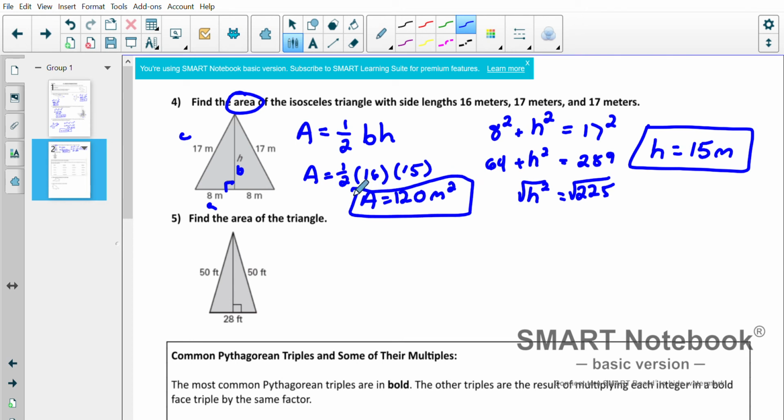All right, using that same logic, why don't you go ahead and try the next one by pausing the video, and then go ahead and resume and make sure you're on the right track.